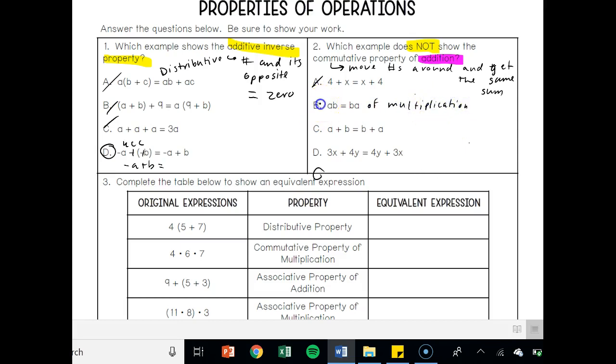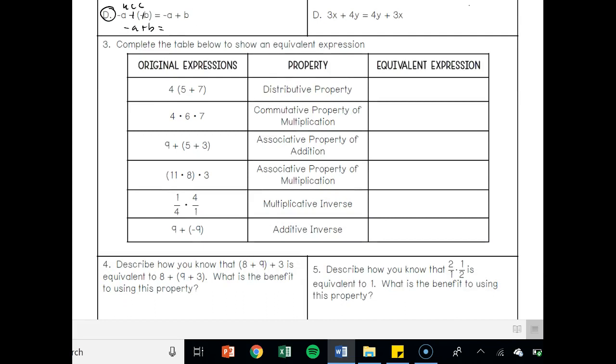Let's just go through the rest. A plus b is equal to b plus a. 3x plus 4y is equal to 4y plus 3x. Okay. In 3 it says complete the table showing the correct expression. So they want me to use the distributive property for 4 parentheses 5 plus 7. Distributive property is just this, right? So 4 times 5 plus 4 times 7.